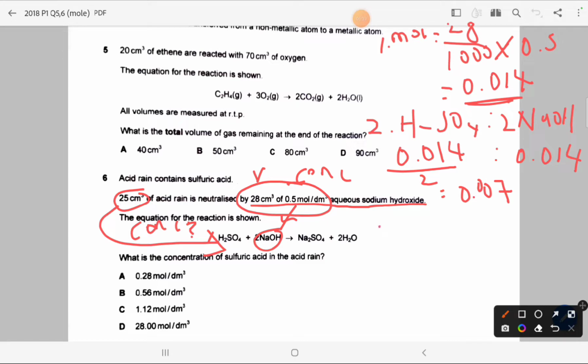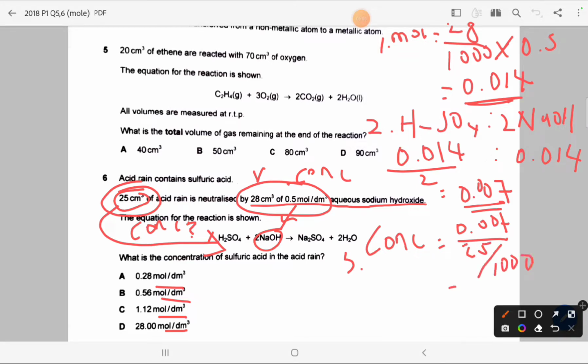The question asks you for the concentration, so that would be step 3. Concentration, look at the unit, is number of mole divided by the volume. Number of mole is this 0.007, divided by the volume. Is the volume given to you for H2SO4? Yes, that's 25 cm cube, but you got to change it to dm cube, which is 25 divided by 1000. So it's 0.007 divided by 0.025, and that would give you 0.28 mole per dm cube. That would be your answer. So the answer is B.